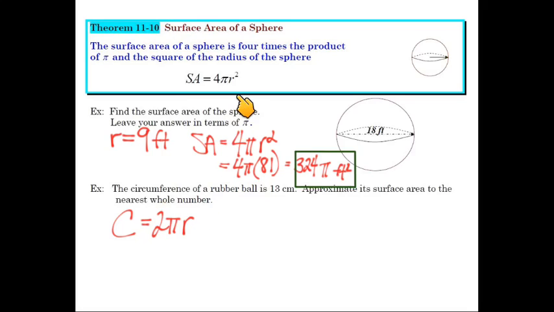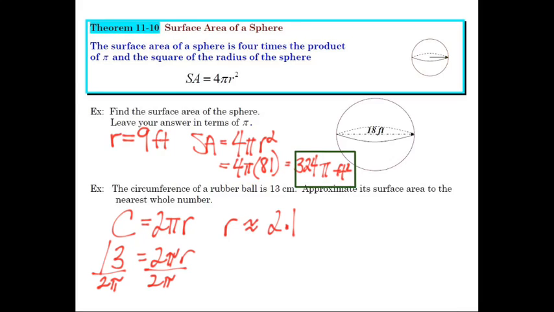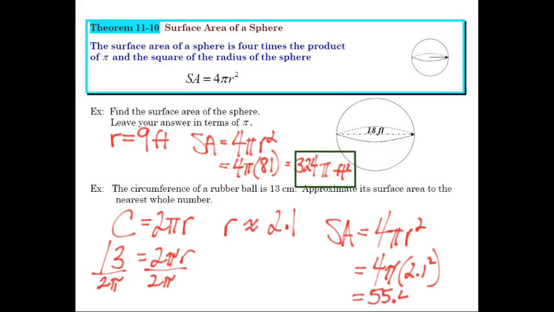The next one is a little bit trickier, where I've been given a circumference. So I need the radius for this formula. I have the circumference, and the circumference is 2 pi r. So I set the circumference 13 equals 2 pi r. I divide by 2 pi, and I get around 2.1. Now I can take my 2.1 and plug it in to get the surface area: 4 pi r squared, 4 times 2.1 squared, and I get around 55.4 square centimeters. So the key part is you need a radius to make this work.